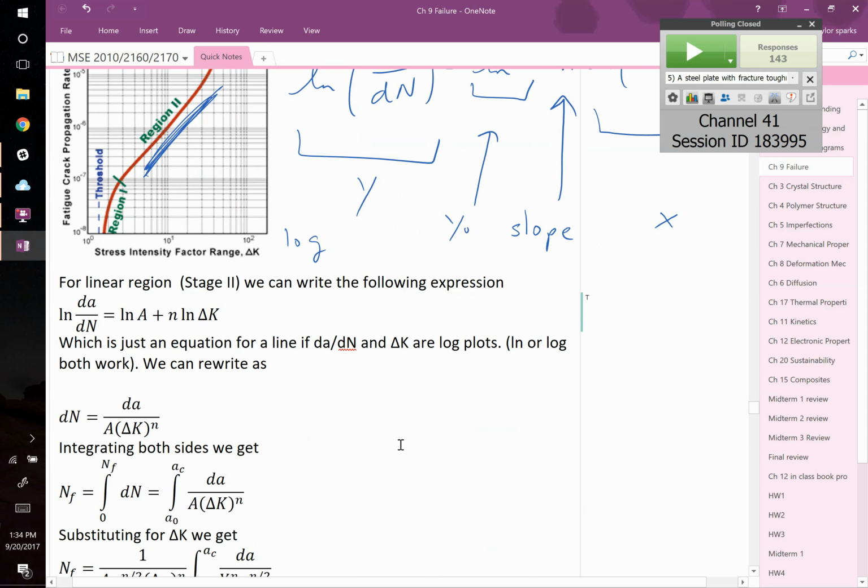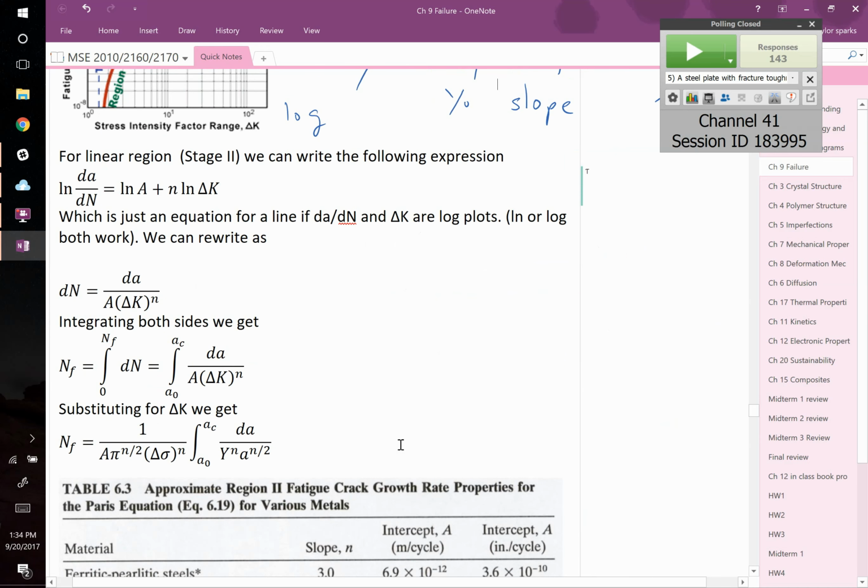Okay, so now that you've got it linear, let's rearrange our equation. This was our same equation as before: dA/dN equals A times the range in your stress intensity raised to the n. If you bring the n over and bring all of this over here, this is called separating your variables. It's going to allow us to take the integral of both sides. The left-hand side has an integral of dN, and the right-hand side, the integral is dA.